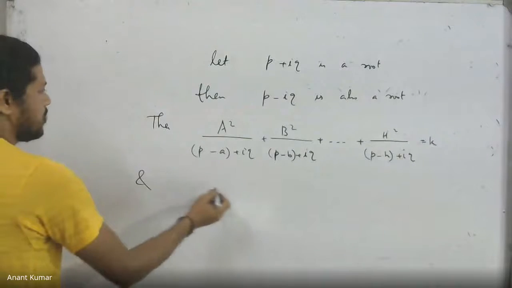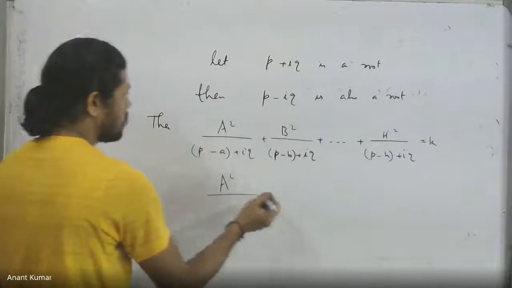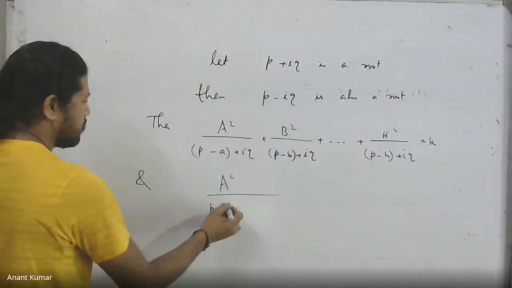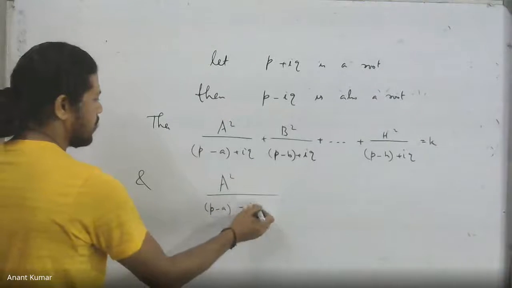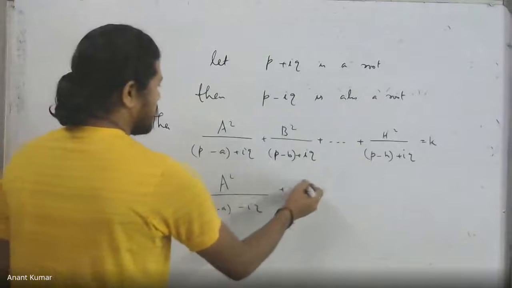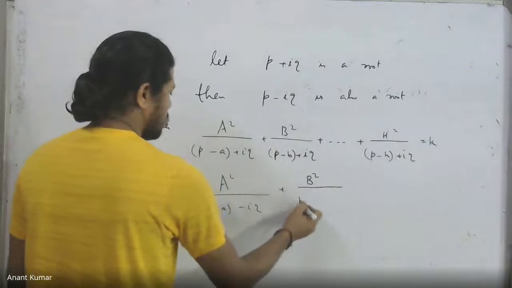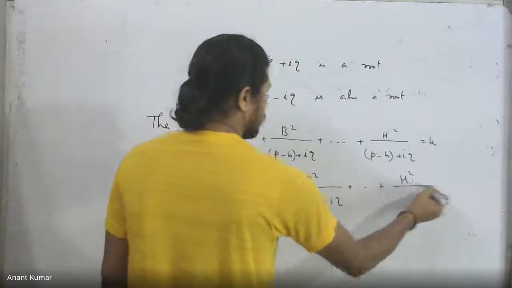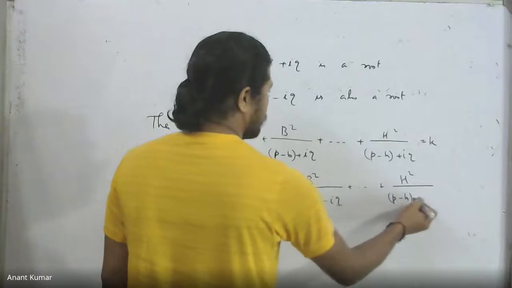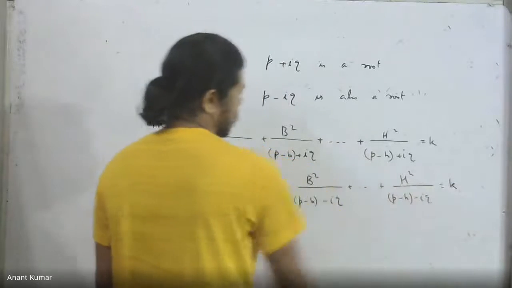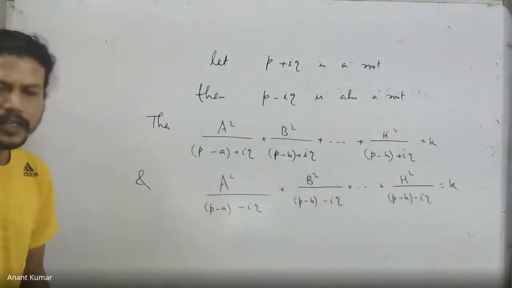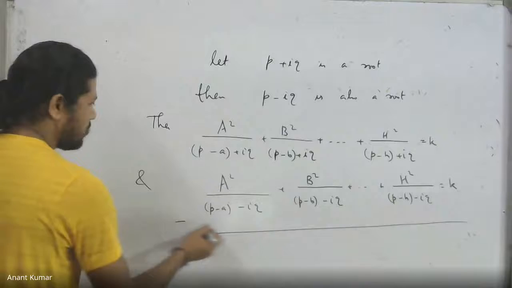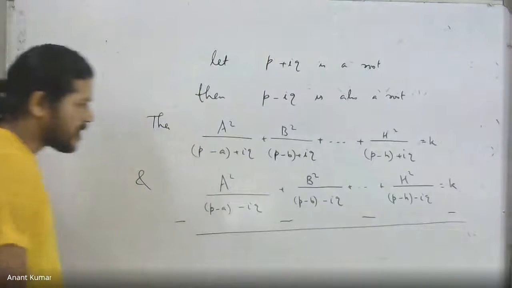And because the conjugate is also a root, I just replace i with minus i. So we also have A squared upon p minus a minus iq, then plus B squared upon p minus b minus iq, and finally H squared by p minus h minus iq equal to k. If I subtract these two equations term by term, the right side turns out to be 0.